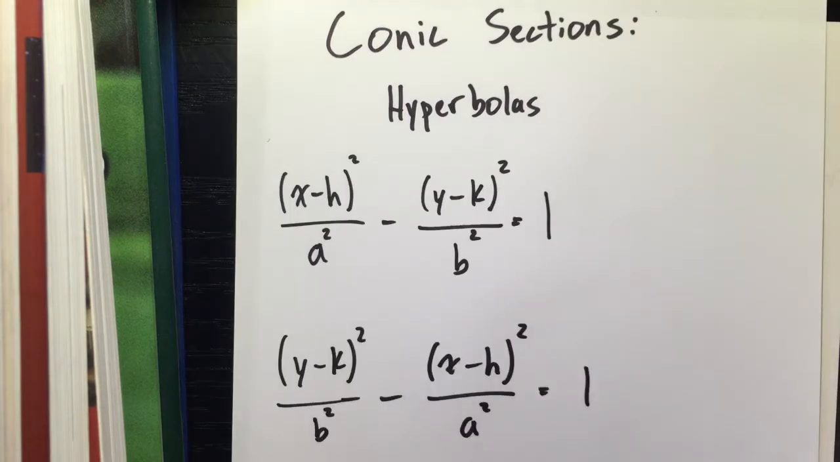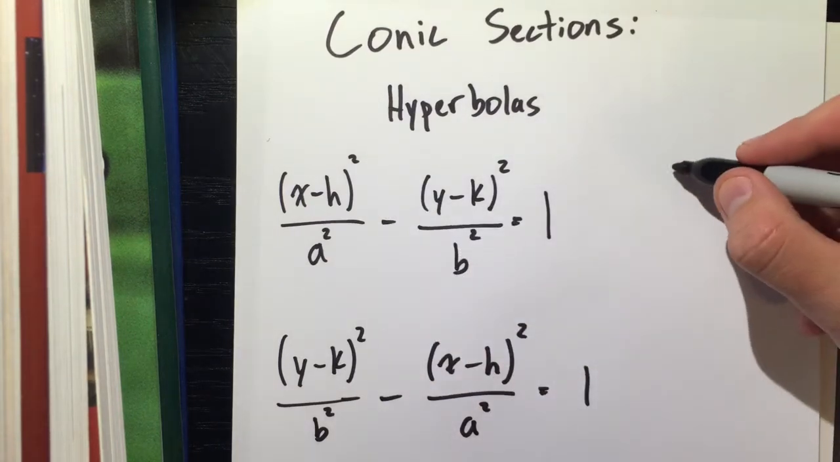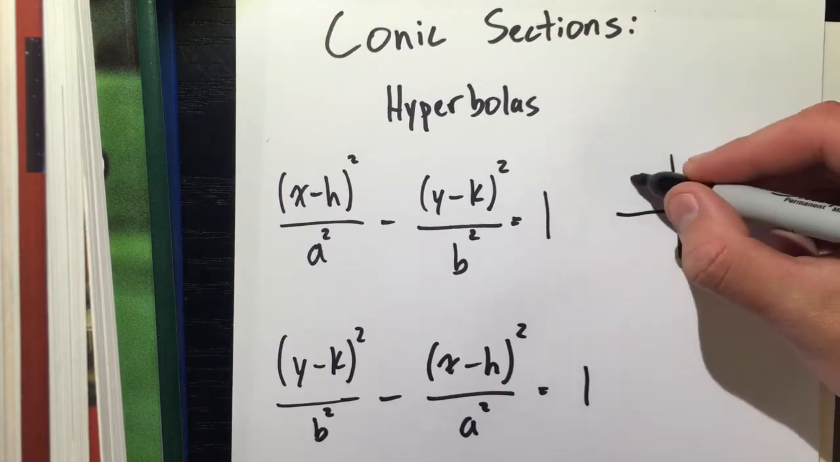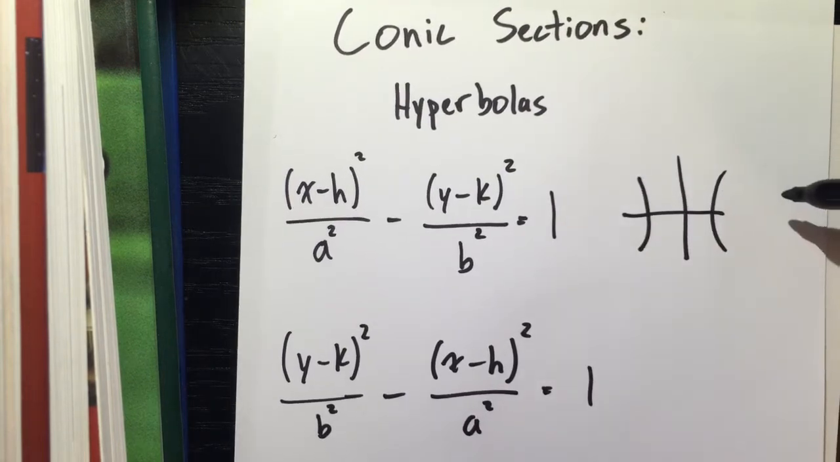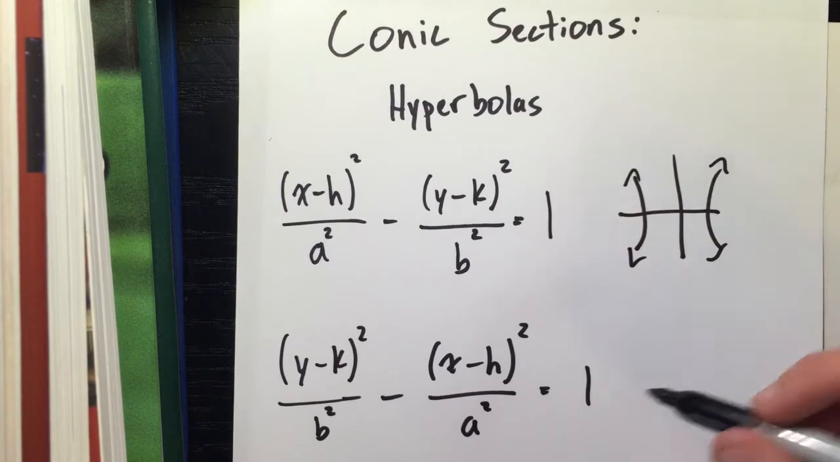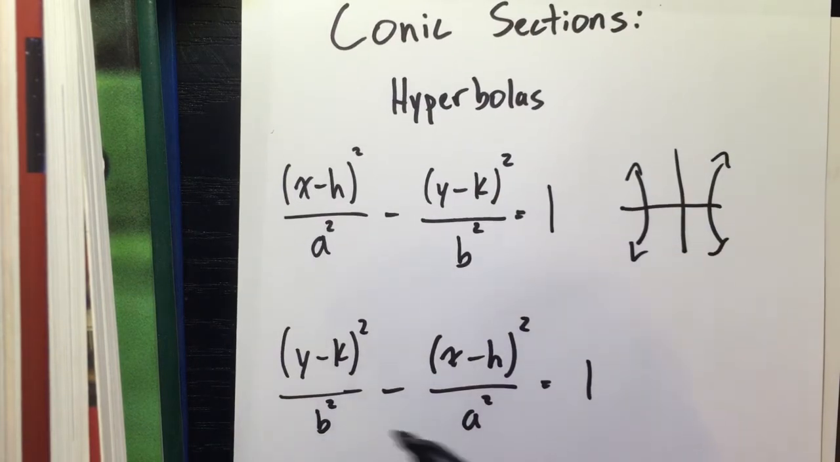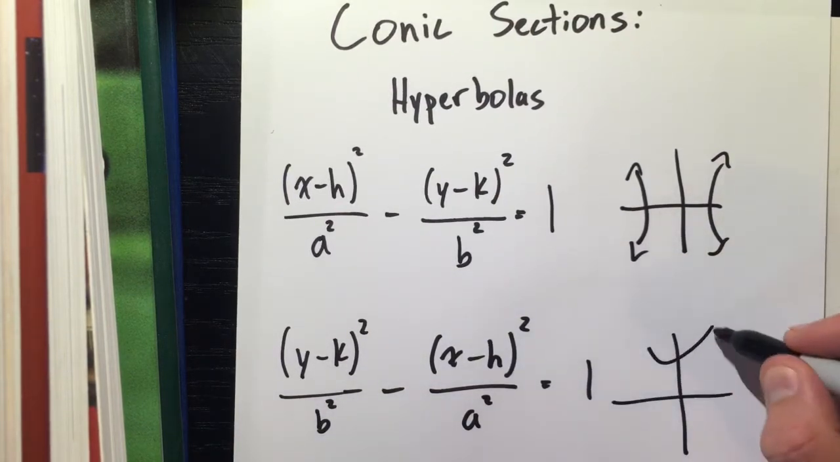So these are your two equations for hyperbolas. In the first equation, x squared is first, and the graph will look like this. The hyperbolas will open out towards the x-axis. And then in the second equation, the y squared comes first, and that graph will open up and down.